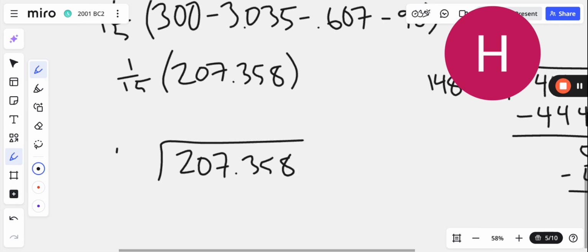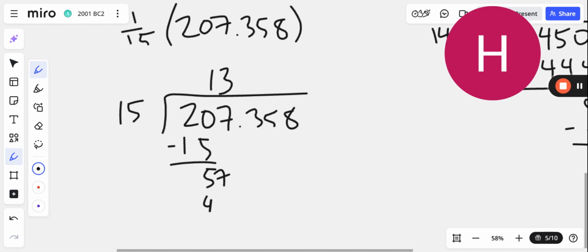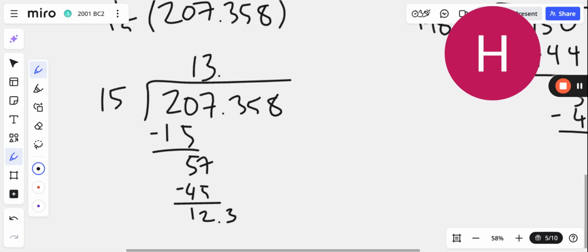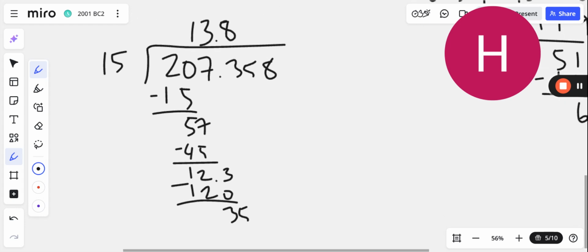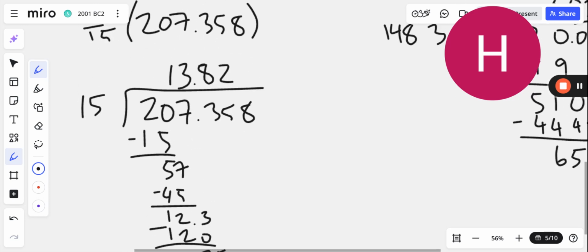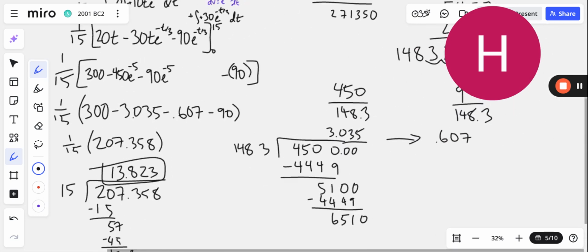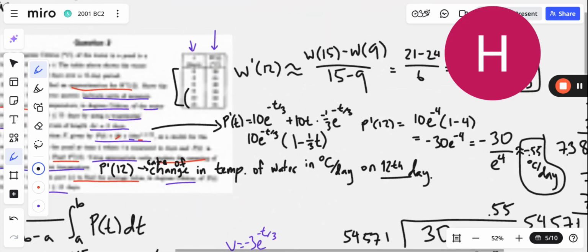358 divided by 15. It's going to give us a 1, 15, 57, 3. Yeah, not quite 4. That's 45, which leaves us with 12. Here comes the decimal. 0.3. That's going to be about 7, 8. Yep. There's our 120. 35, that's going to give us 2. And then 30, that's going to give us 58, which again, not quite 4. So about that, which I have a bad feeling is like not really close to the actual temperature.